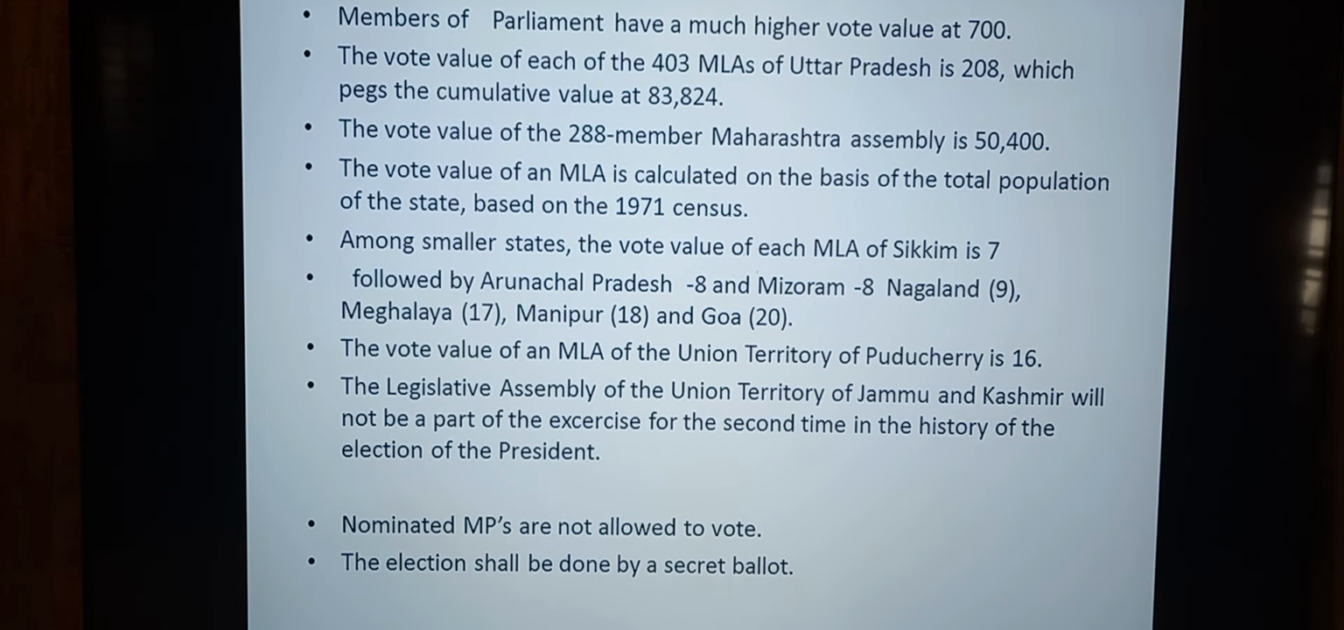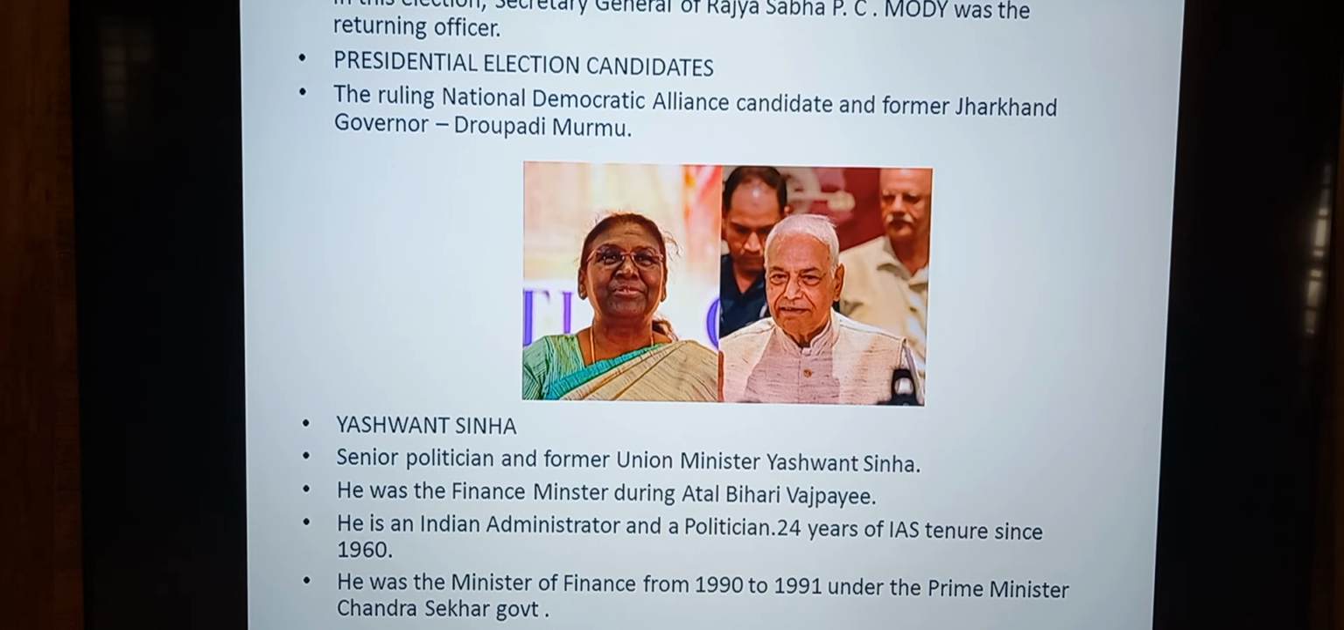The Legislative Assembly of the Union Territory of Jammu and Kashmir will not be a part of the exercise, for the second time in the history of the election of the President. The thing to be remembered is that nominated MPs are not allowed to vote, and the election is done by secret ballot. In this election, the Secretary General of Rajya Sabha, P.C. Modi, was the returning officer.